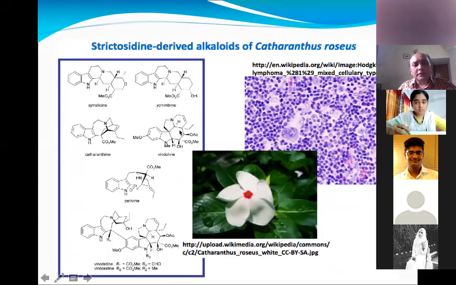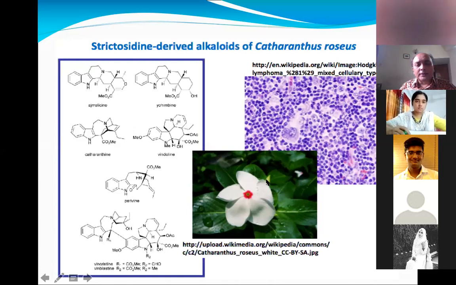Most important two alkaloids, vincristine and vinblastine, which are produced by Catharanthus roseus. Catharanthus roseus, popularly in Bangladesh, is called Noyantara, and Noyantara is a herb, available and abundant in Bangladesh, and this is a very stress tolerant plant, and we use this plant as an ornamental plant.